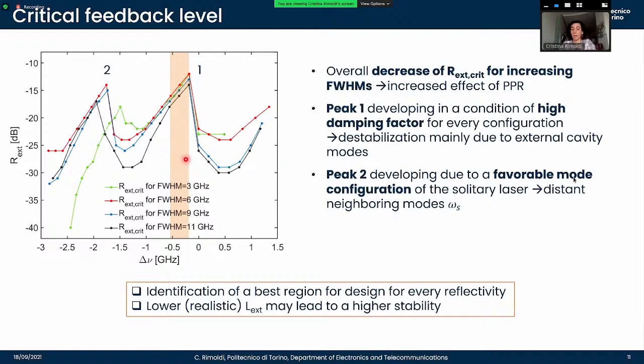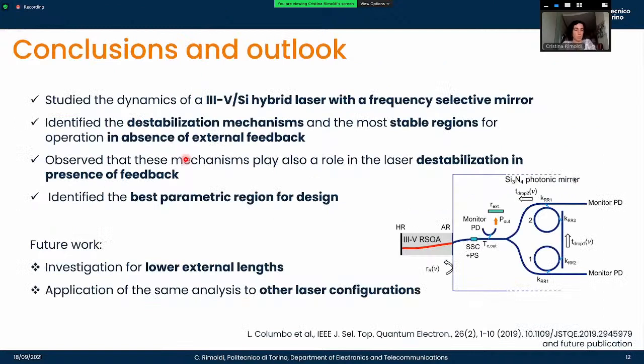Further, we can suggest that if we consider a lower, still realistic external length, this may lead to a higher stability. So these are my conclusions, and future work will consist in the investigation of lower external lengths and in the application of the same kind of analysis to other laser configurations. Thank you for your attention.